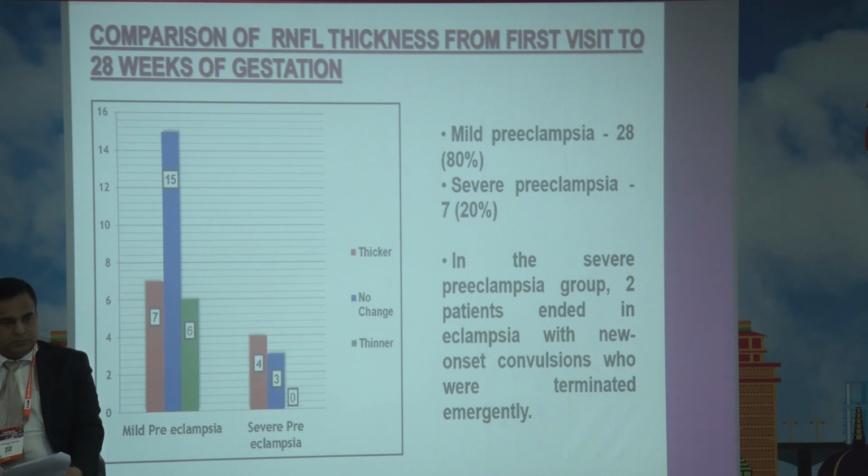On comparison of RNFL thickness from first visit to 28 weeks of gestation, in the mild preeclampsia group, 7 patients had thicker RNFL layer thickness, while 15 had no change, and 6 of them had mild thinning. Likewise, in the severe preeclampsia group, 3 had no change and 4 of them had thicker RNFL layer thickness, out of which 2 patients were diagnosed with new onset of convulsions who were terminated emergently.